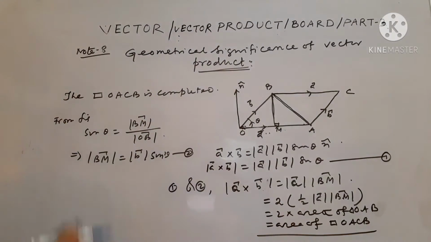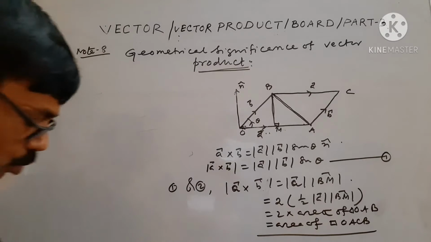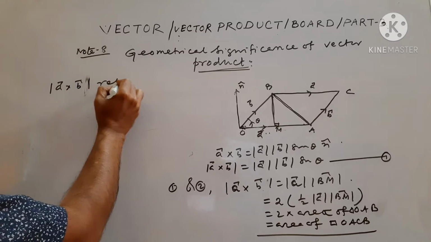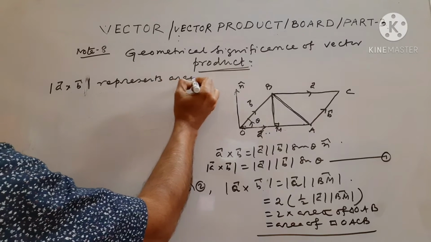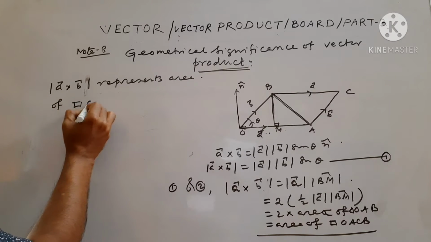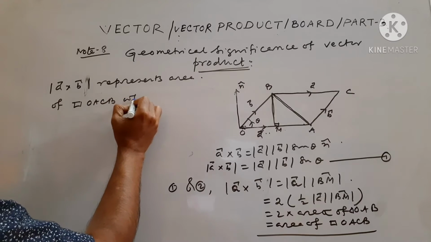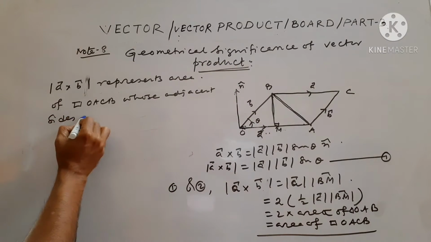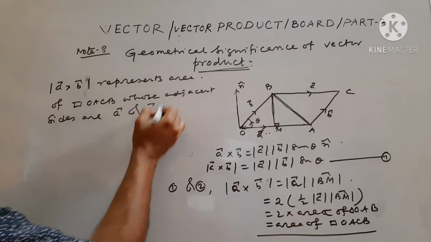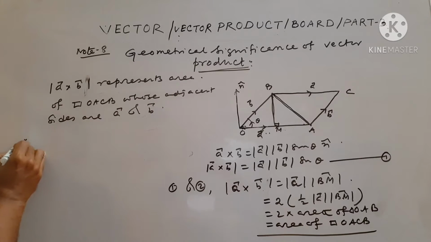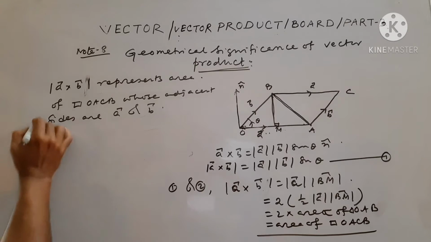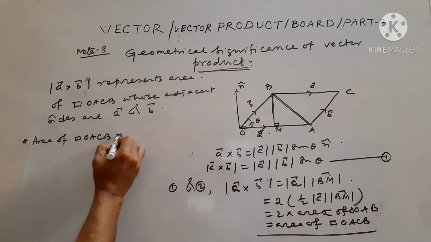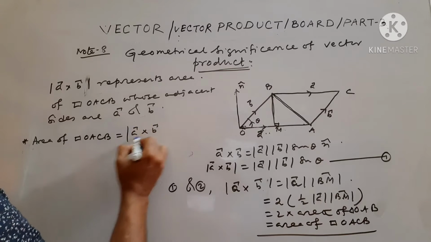So what is the significance of A cross B? You remember this one. Mod A cross B represents the area of parallelogram OACB whose adjacent sides are A vector and B vector. So this is our result: the area of parallelogram OACB is mod A cross B.